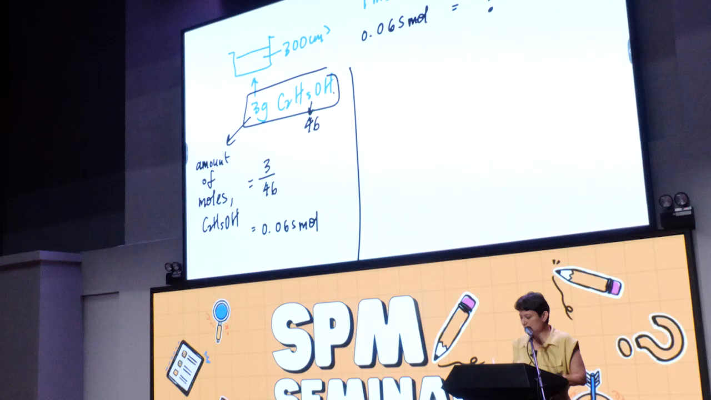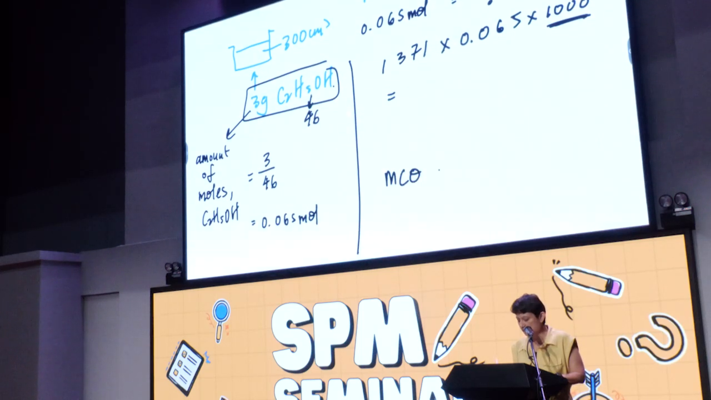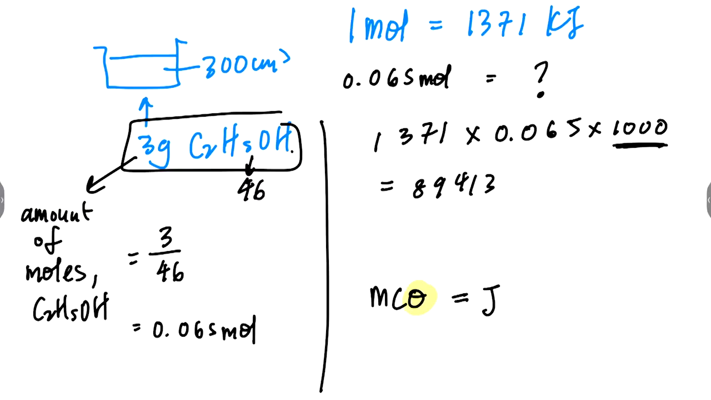Okay. So you take 1371 multiply 0.065. Okay? That gives you joule or kilojoule? Kilojoule. You have to times 1000 to get it into joule. Okay? 1 mole, 1371. 0.065 mole, just times 0.065. Why do you change it to joule? Because your mc theta is in the value of joule. Remember, you are looking for theta. Okay? So, you will get 89413 joule.